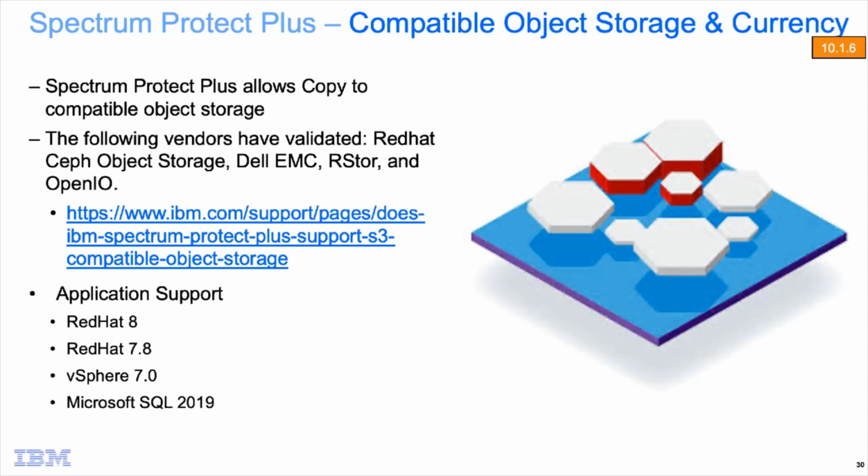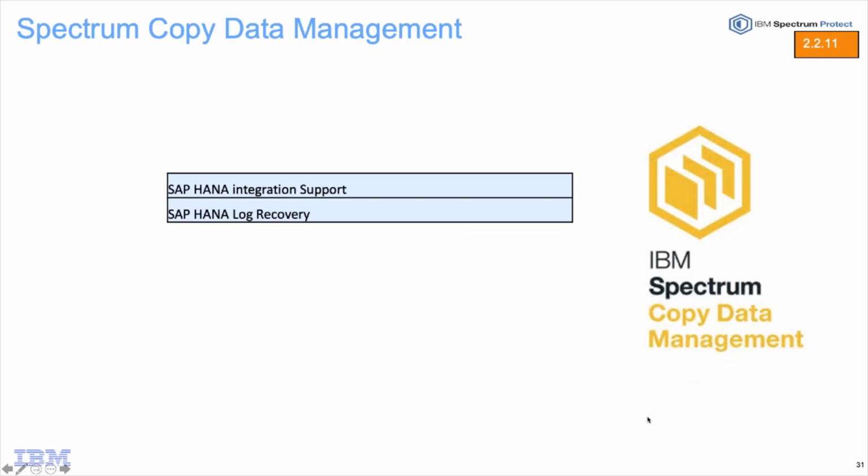And we've also done some work with application support to make sure we're current on all the applications that are supported by Spectrum Protect Plus. So that includes Red Hat 8 and Red Hat 7.8 as VM guests, Microsoft SQL 2019 as a SQL application, and VMware vSphere 7.0, which was released in April.